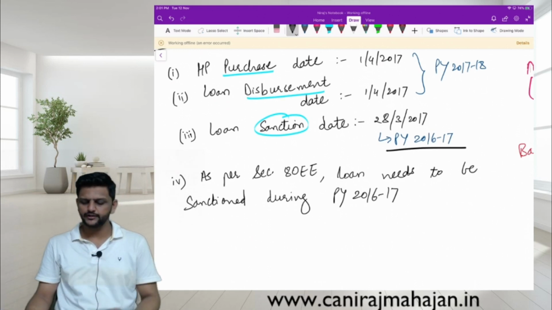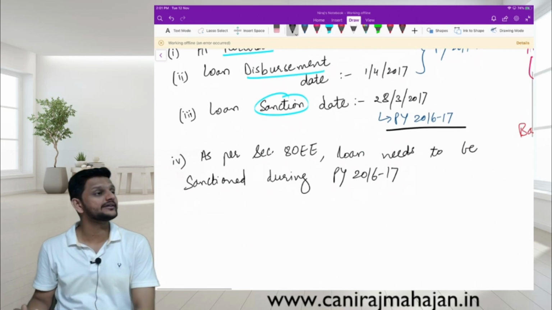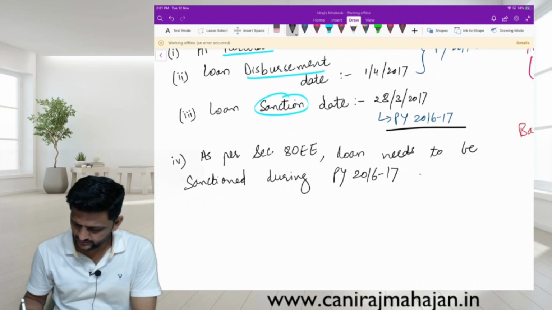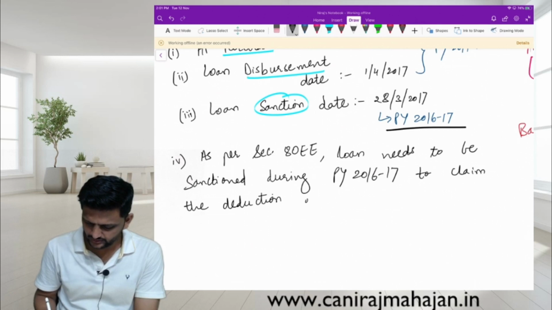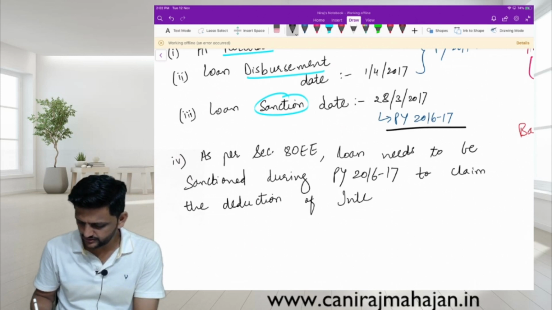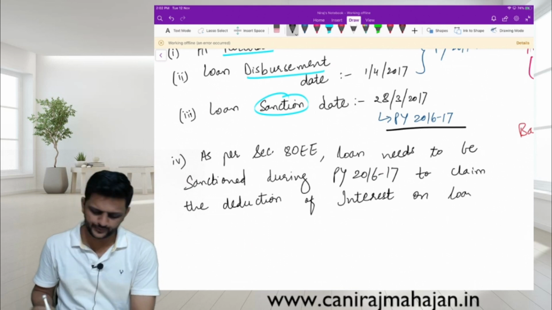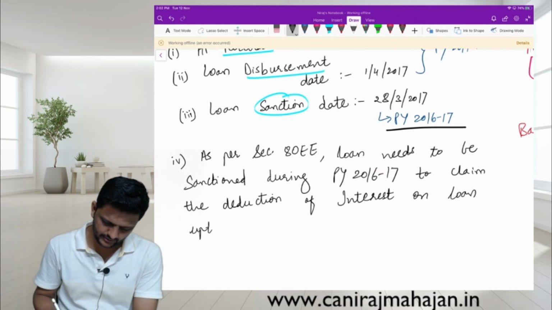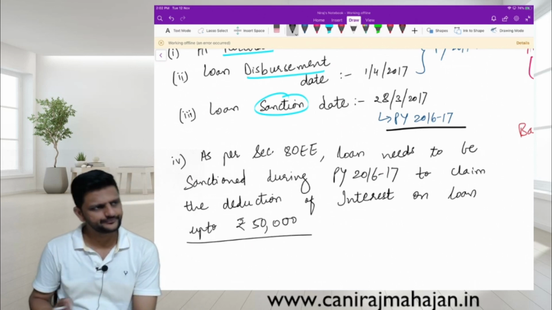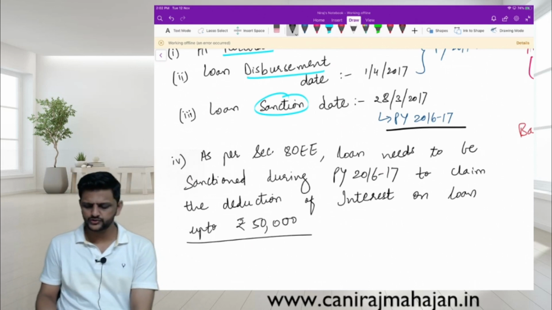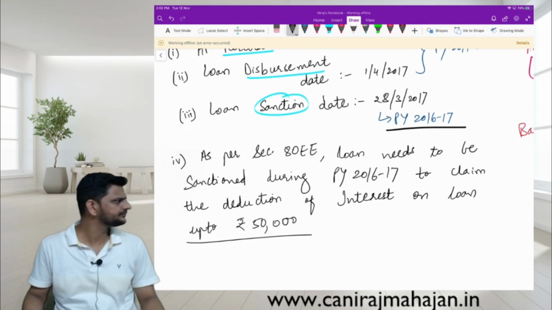So as per section 80EE, the loan needs to be sanctioned during PY 16-17 to claim the deduction of what amount? Of interest on loan up to rupees... Because we started the sentence with 80EE.